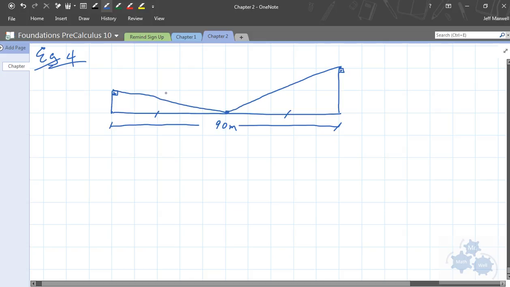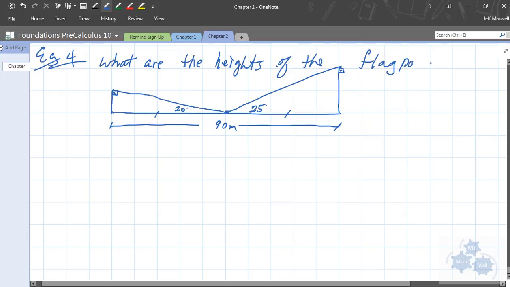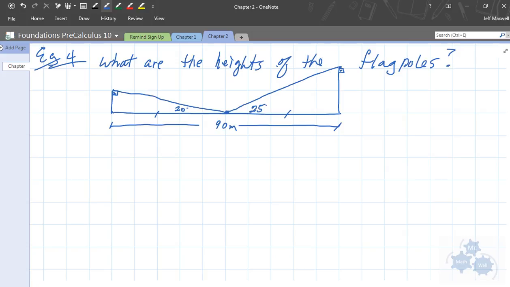And the angles of elevation of the tops of the flagpoles are these. We've got 20 degrees here, and we've got 25 degrees here. So the question is, from this diagram, given this situation, what are the heights of the flagpoles? What are the heights of the flagpoles?